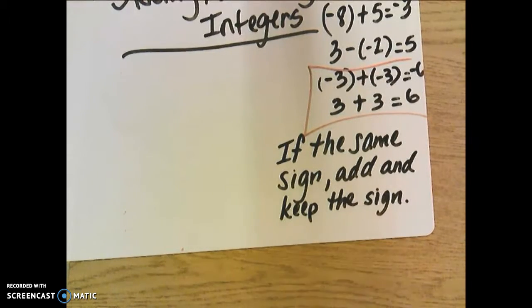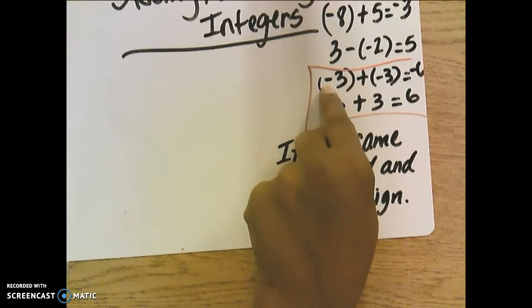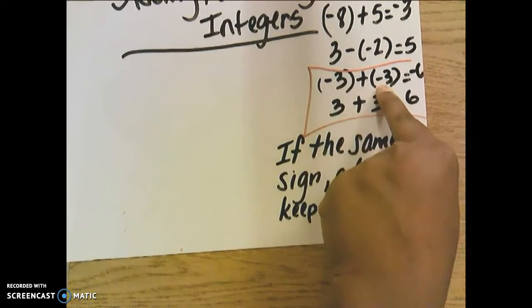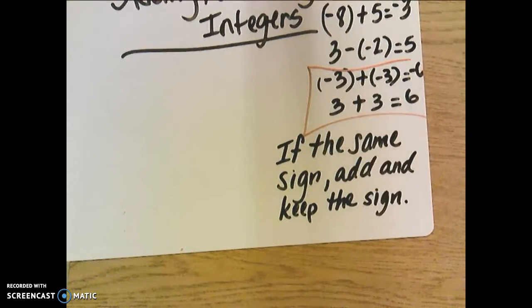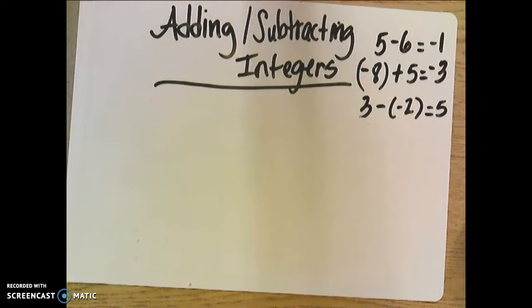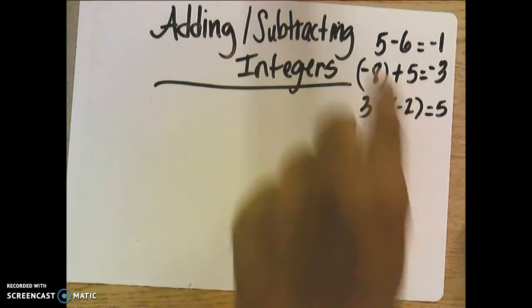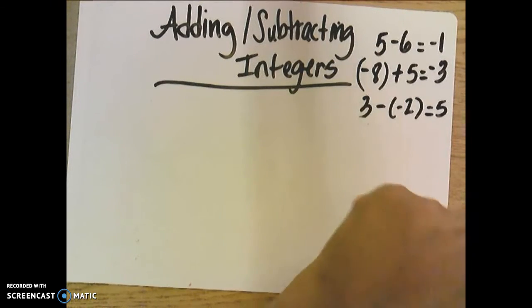And like I say all the time, this is like I borrowed $3 from you and I borrowed 3 more. Altogether, I owe you $6. Back to these three equations that we had, or the three sums that we needed to find. We had 5 minus 6, -1, -8 plus 5, -3, 3 minus a -2.